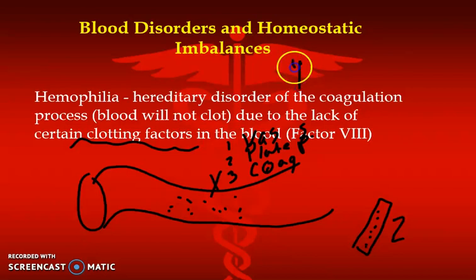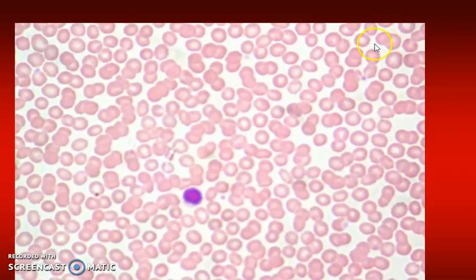So let's argue that this guy is going to be more of a platelet problem. Now, it's not really a platelet problem per se. It's more of a clotting factor problem, but I want you to associate it with platelets instead of red and instead of white. Okay? This is a normal blood smear.